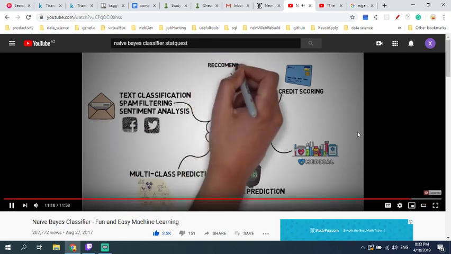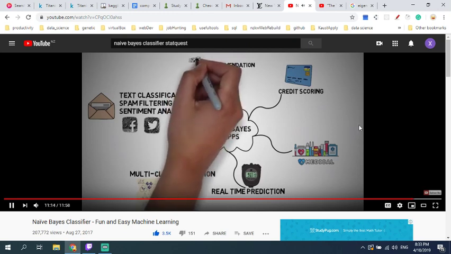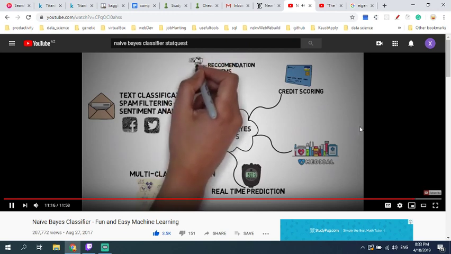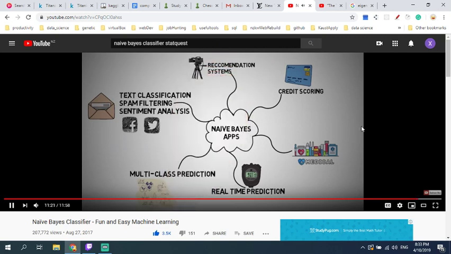It is also used for recommendation systems. So the naive Bayes classifier and collaborative filtering together build a recommendation system that uses machine learning and data mining techniques to filter unforeseen information and predict whether a user would like a given resource or not.